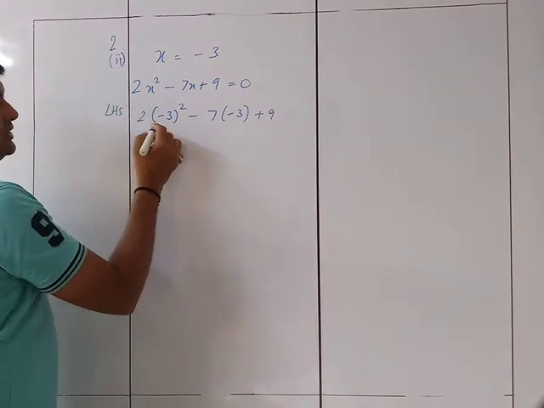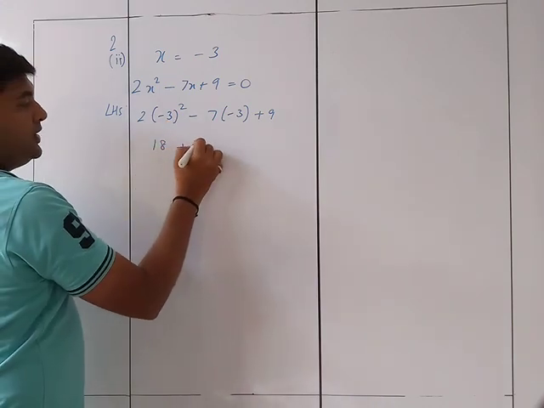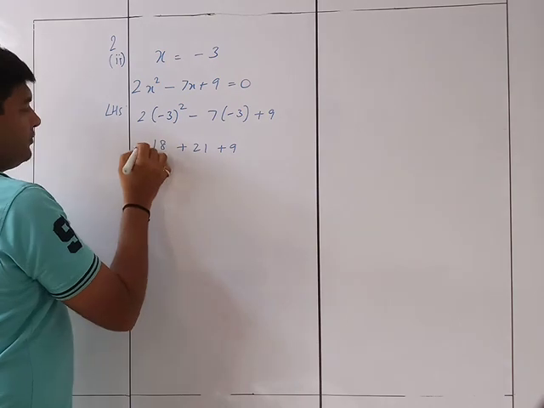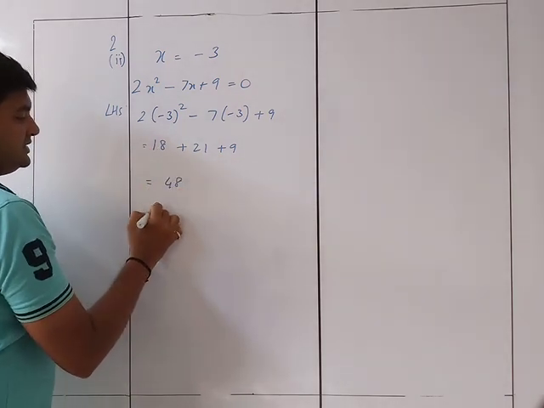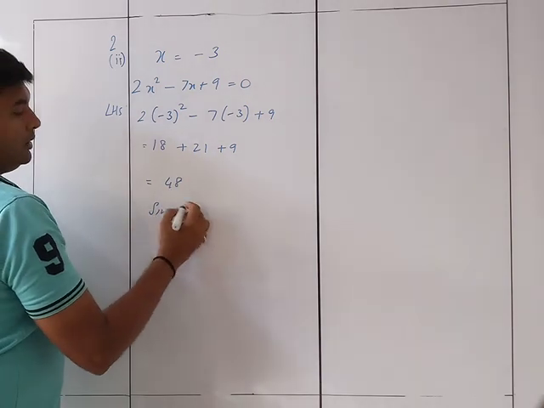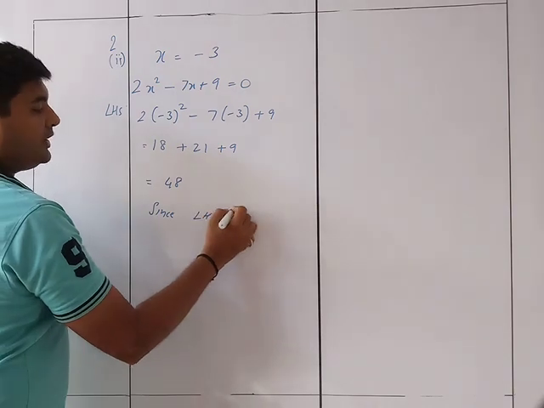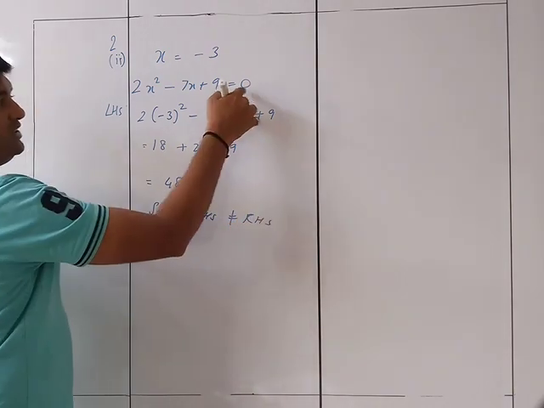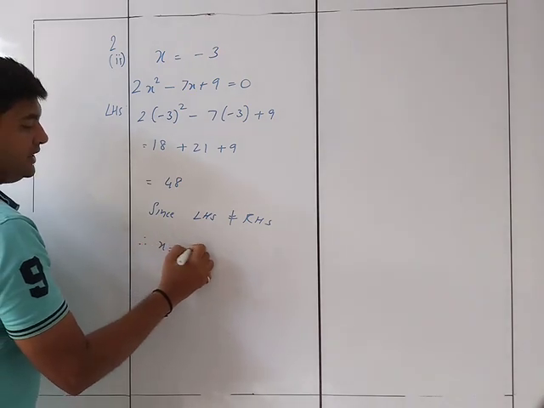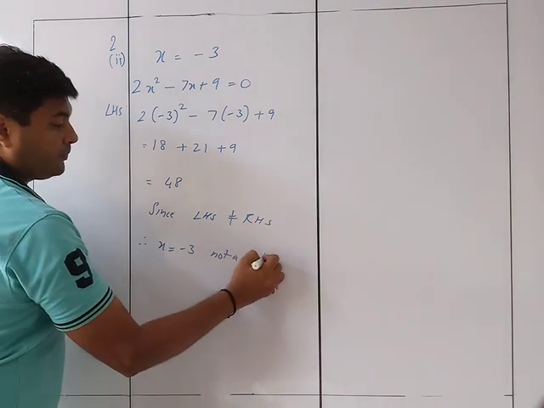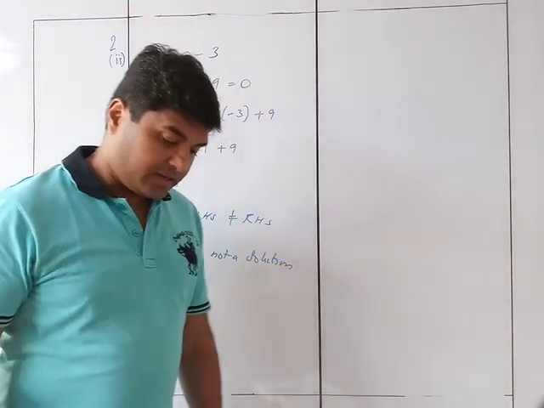That gives me 9, 9 is 18, 18 plus 21 plus 9. So that of course is not equal to 0, but it is 48. So since the LHS is not equal to RHS because RHS was 0, therefore x equal to minus 3 is not a solution. Easy. Okay, let's take another example over here.